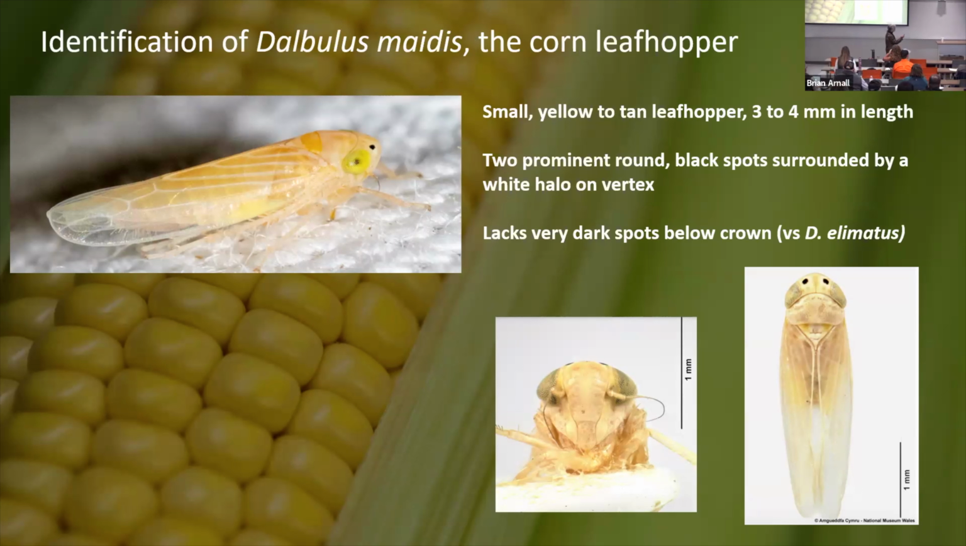What I want you to notice are the very prominent black spots on the vertex, or the point of the head. And this is important: the spots are surrounded by a white halo. I hope you can see this. And then if you look at the face head on like this, you'll notice that there's nothing else. You just see those two dark prominent eye spots. And that helps to distinguish it from its congener, from its fellow genus member, Dalbulus elimatus. And I'll show those to you next.